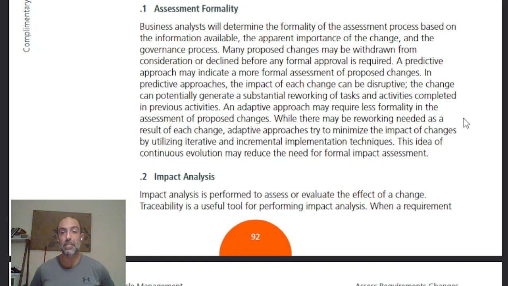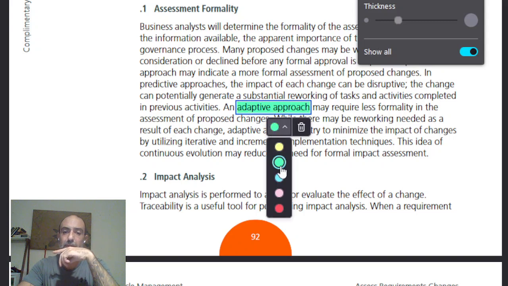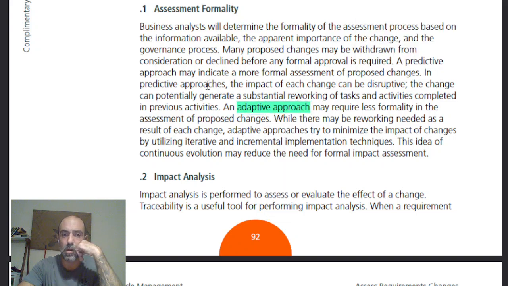In predictive approaches, the impact of each change can be disruptive. The change can potentially generate a substantial reworking of tasks and activities completed in previous activities. An adaptive approach may require less formality in the assessment of proposed changes. Here, they're talking about an adaptive approach. I like the fact that this connected all the other things they were talking about, because the impact of each change can be disruptive. My mind was like, yeah, substantial reworking of tasks and activities completed in previous cases. But when they mentioned adaptive approach, I was like, okay, so that changes how I see formality.